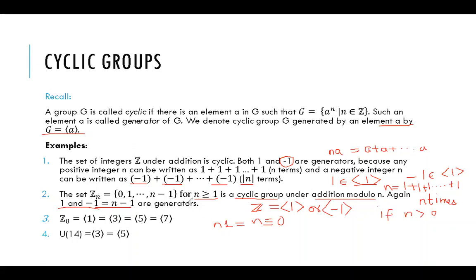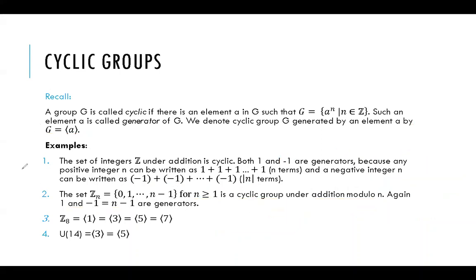Now, but there is a caution here. These are not the only generators for Zn. Actually, there can be more than one generator. So we have a caution that 1 and -1, which equals n minus 1, are not the only generators of Zn.